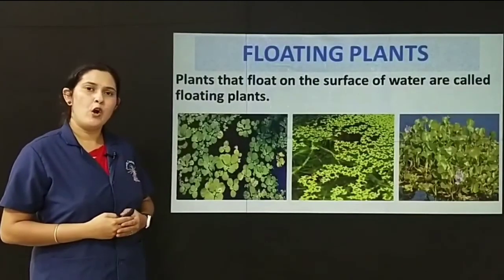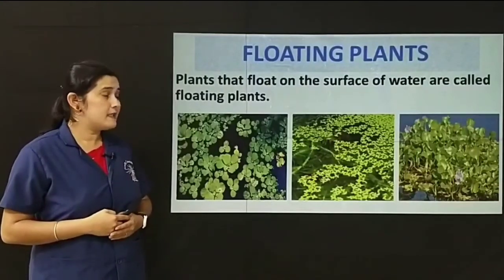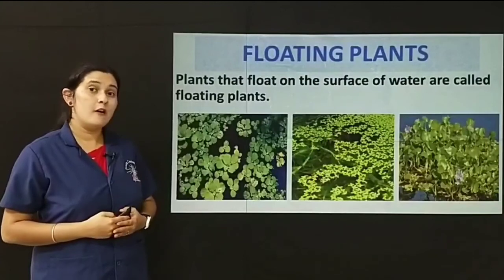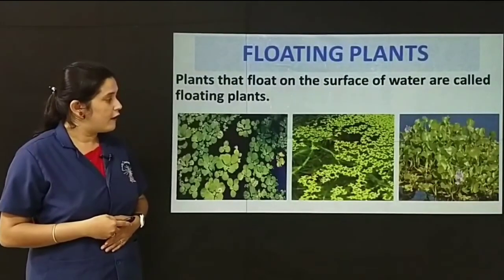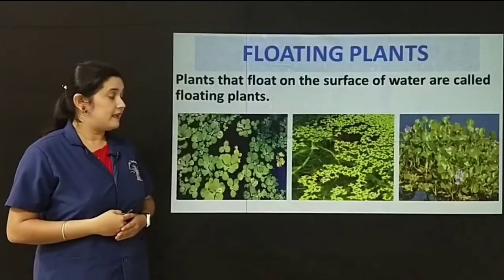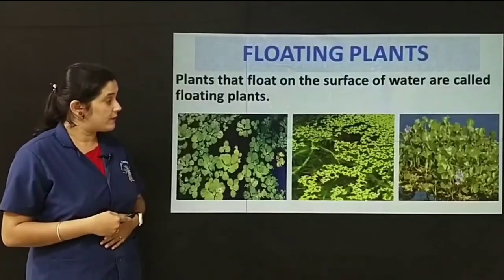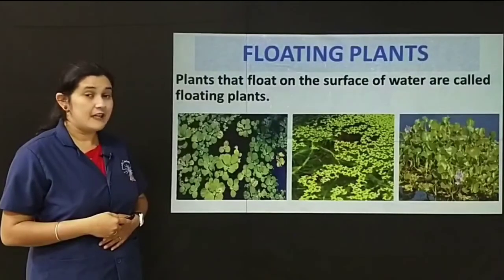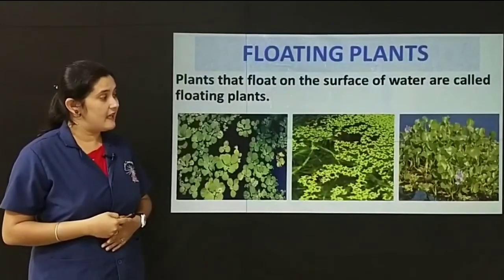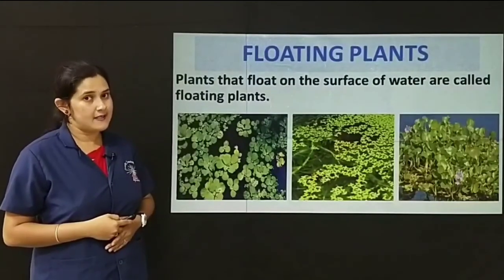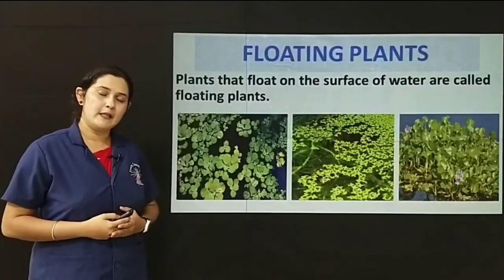Floating plants. What do you mean by floating plants? Plants that float on the surface of water are called floating plants. Here are the examples of floating plants. They are water lettuce, the first picture, duckweed, second picture, and third is water hyacinth. These are a few examples of floating plants.